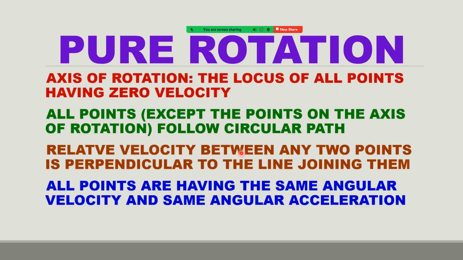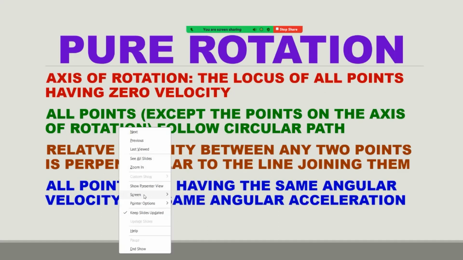Right, let us now focus on pure rotation. Whenever a body is rotating, there must be one axis of rotation. And what is that? How do we know it? It is the locus of all points having zero velocity. Let us see in detail.